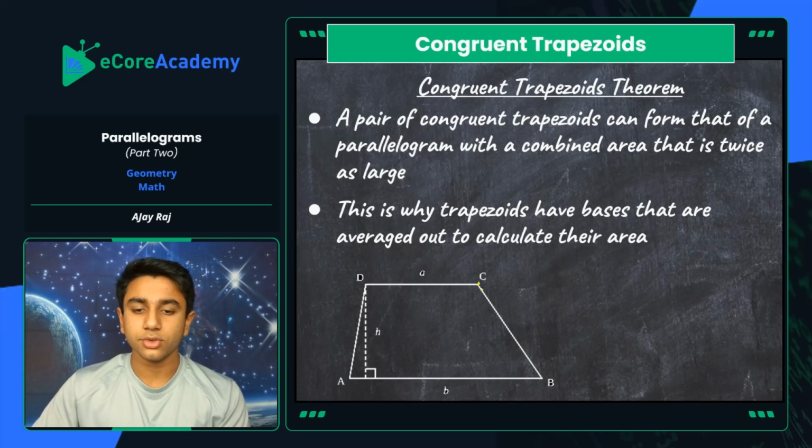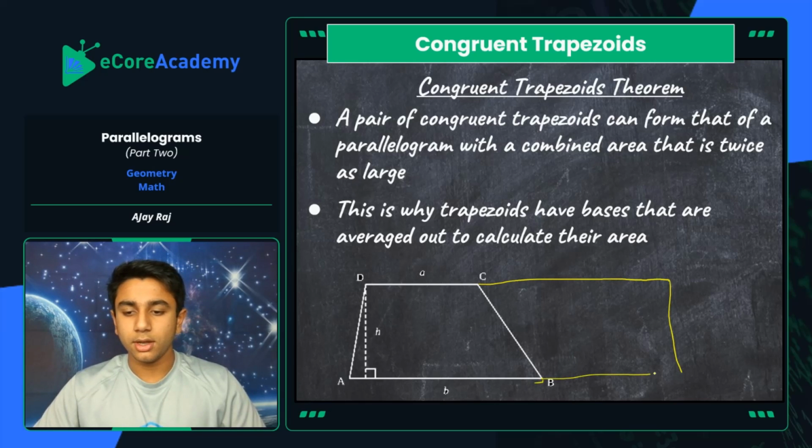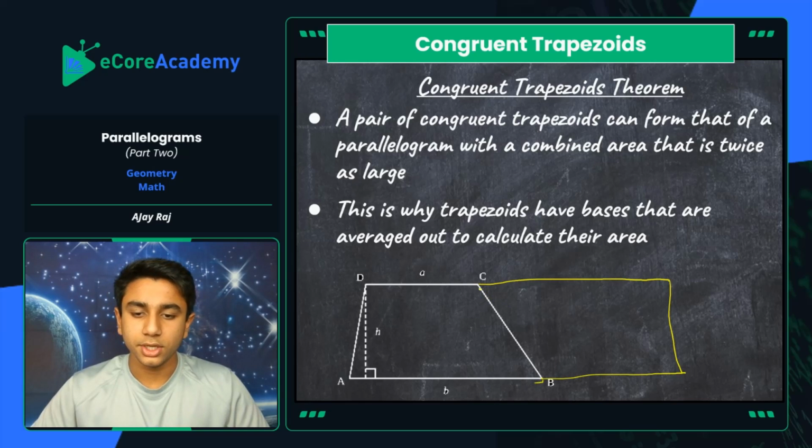And what we're going to do is we're going to try and attach another congruent trapezoid across. So right here, as you can see, all I'm doing is redrawing this given trapezoid, but I'm putting it in an upside down fashion in which it connects to this trapezoid.